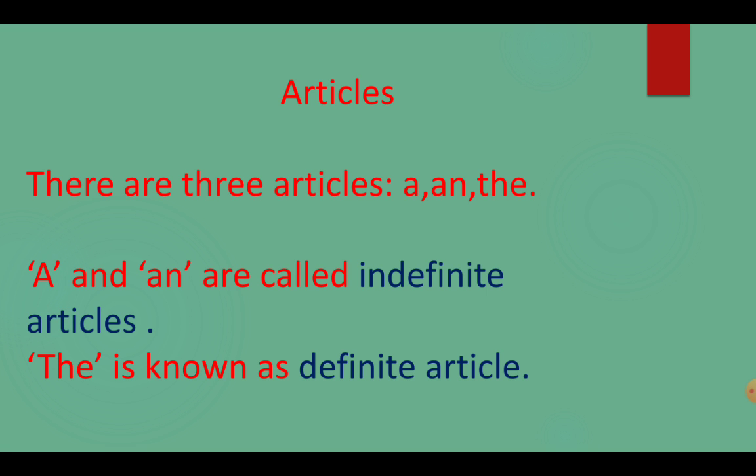So, what are articles? Children, there are three articles in English: a, an, and the. A and an are called indefinite articles as they do not refer to any particular person, place, or thing. And the is known as the definite article because it is used when we refer to a particular person, animal, or thing. Understand?